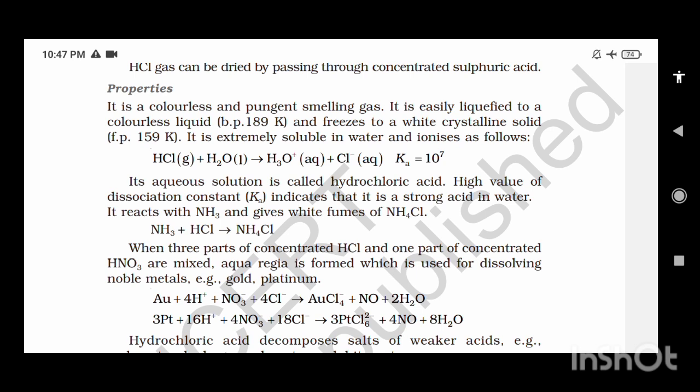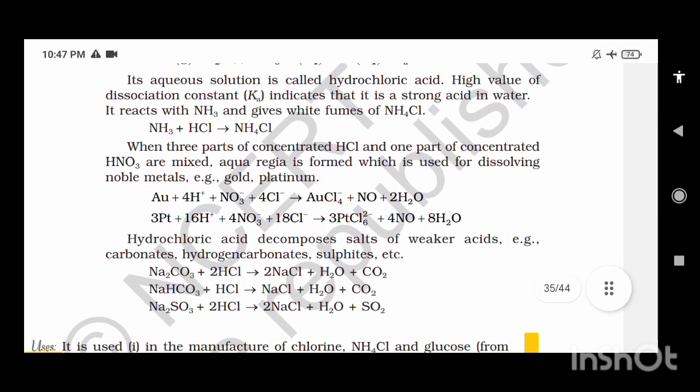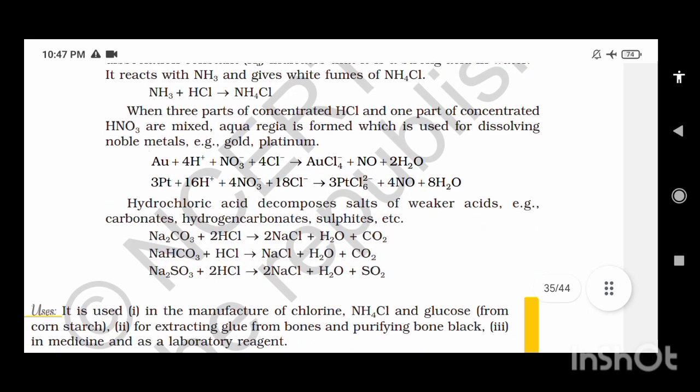Its aqueous solution is called hydrochloric acid. The high value of dissociation constant indicates that it is a strong acid in water. It reacts with NH3 and gives white fumes. When 3 parts of concentrated HCl and 1 part of concentrated HNO3 are mixed, aqua regia is formed, which is used for dissolving noble metals.